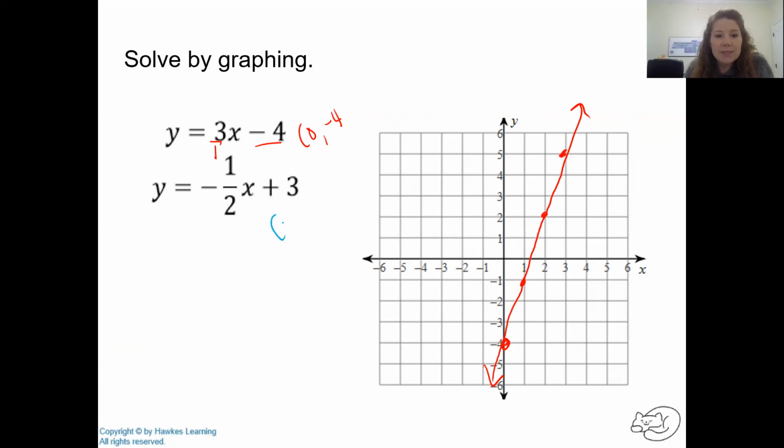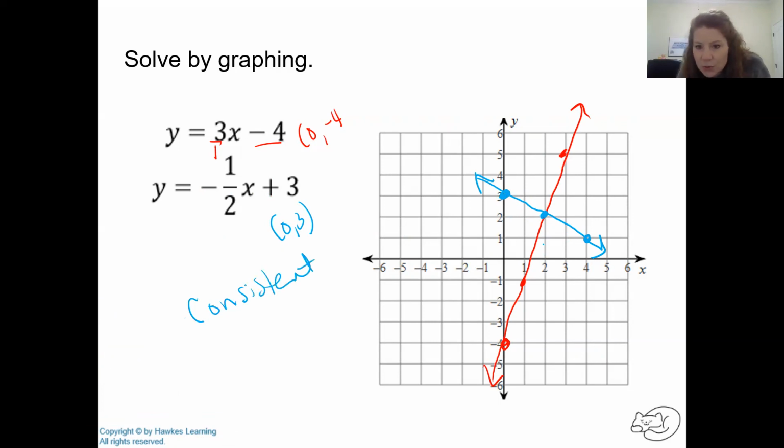our y-intercept is 0, 3. So we're going to start up here. And then we have -1, so down 1, right 2. Down 1, right 2. Down 1, right 2. There's our intersection. So we're going to write consistent. And that solution is 2, 2. That's it.